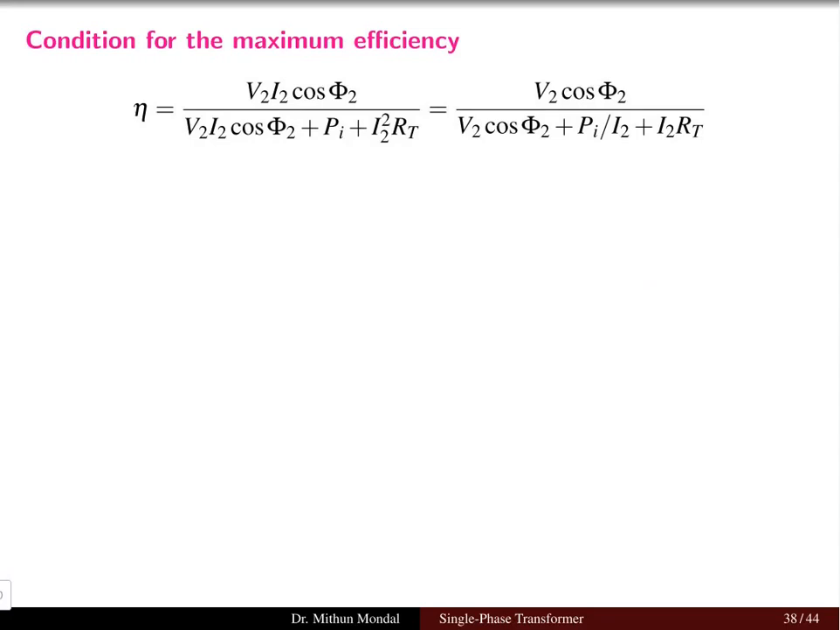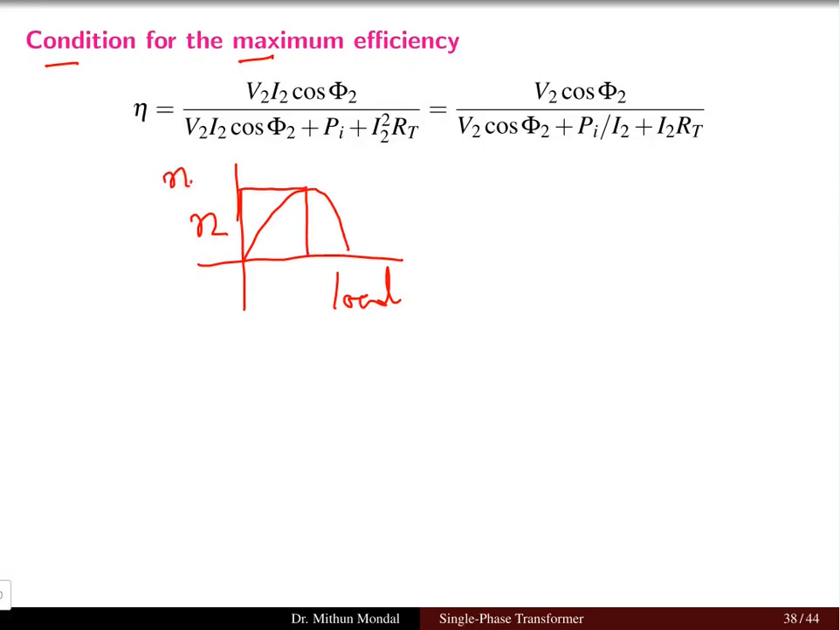What is the condition for the maximum efficiency? So if we plot the efficiency with respect to the loading, we will get a curve like this. So this is the efficiency curve. Now the efficiency will be maximum corresponding to a particular load. So what is that condition when the efficiency is maximum?